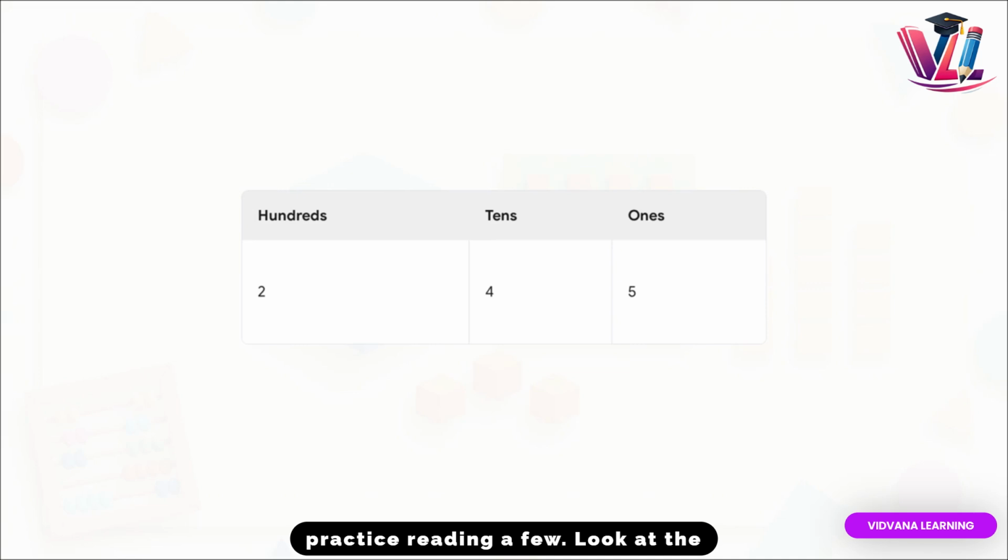Let's practice reading a few. Look at the number 245. That's 2 hundreds, 4 tens, and 5 ones. When we stretch that number all the way out so we can see everyone's job, we call it expanded form. So 245 equals 200 plus 40 plus 5. Take a peek at how that stretches out.